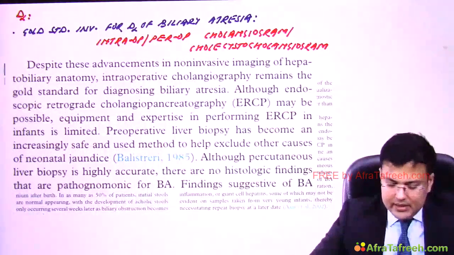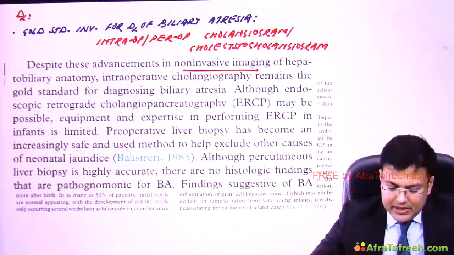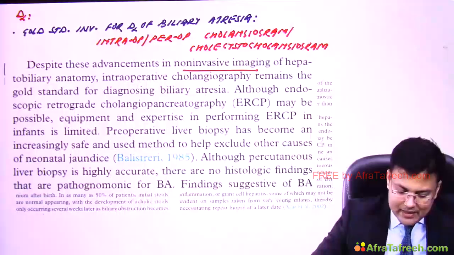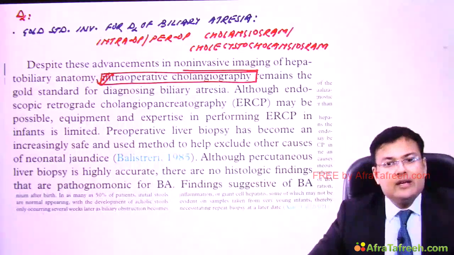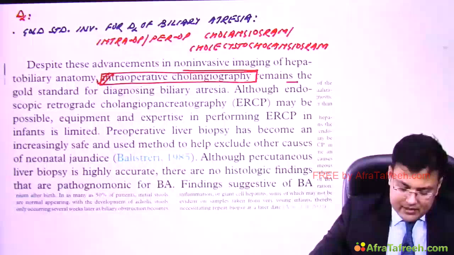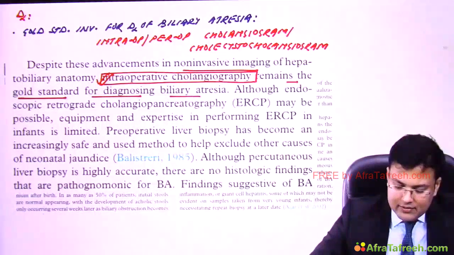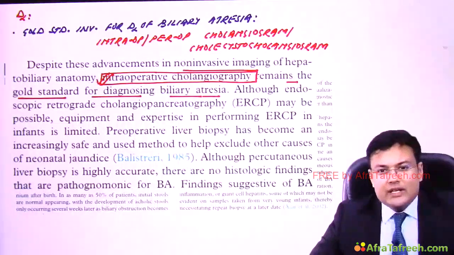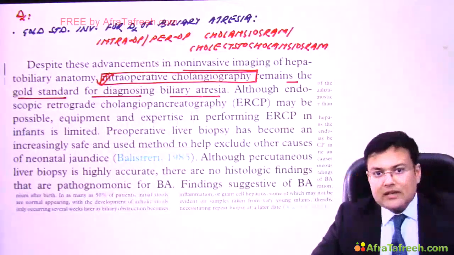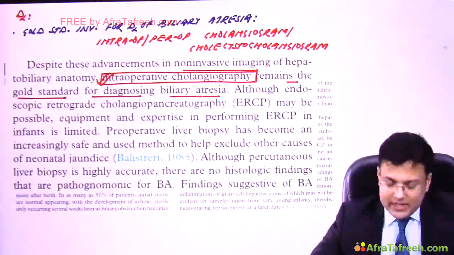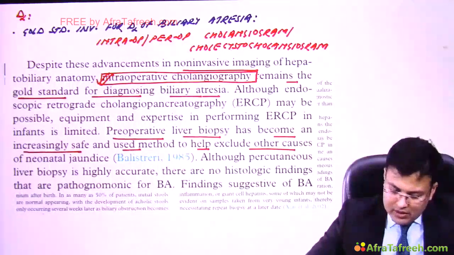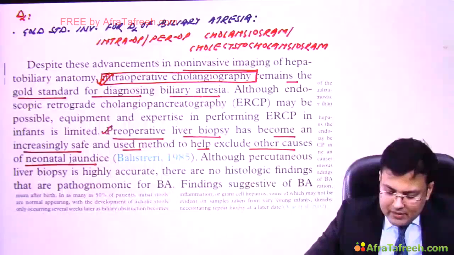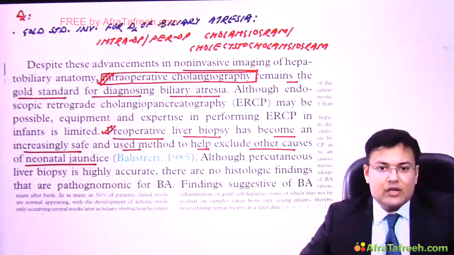So despite these advancements in non-invasive imaging of hepatobiliary anatomy, intraoperative cholangiography, can you see? Intraoperative cholangiography remains the gold standard for diagnosis of biliary atresia. Now see, preoperative liver biopsy has become an increasingly safe method to help exclude other causes of neonatal jaundice. So with the help of liver biopsy, we can exclude other causes.